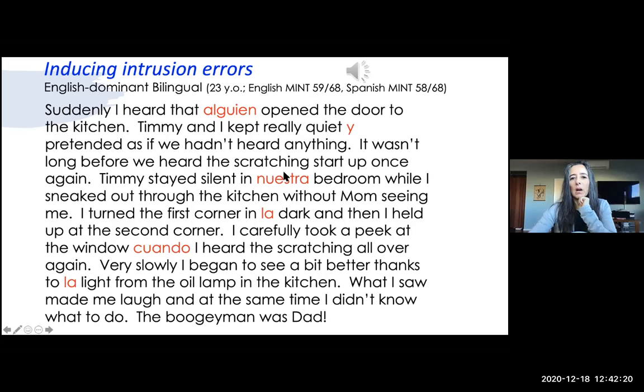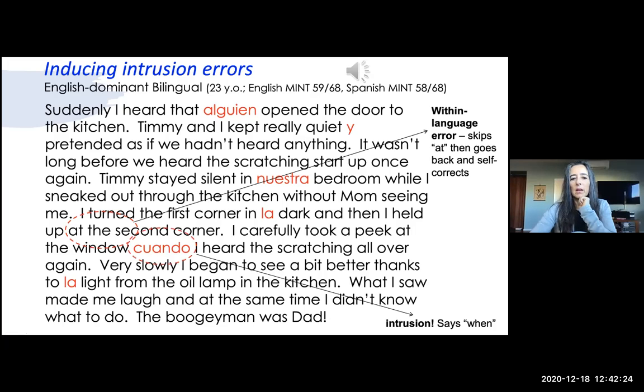Okay. Watch carefully when they get here, you'll hear that she says when instead of cuando. We're calling this a between language intrusion error. When is the English equivalent of cuando. And then it might happen here too. And then here there's a within language error. She skips at and then goes back and self-corrects. Okay, so Ed-Marie, get ready.